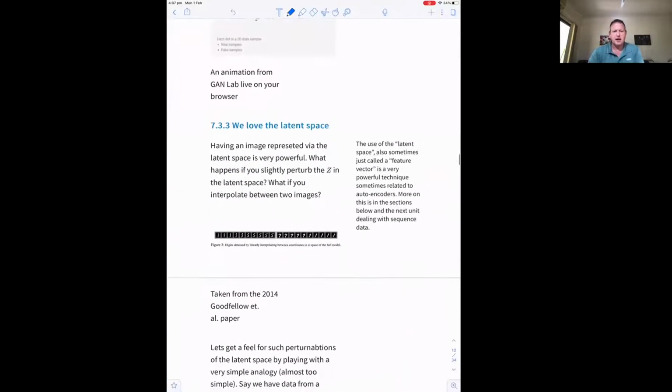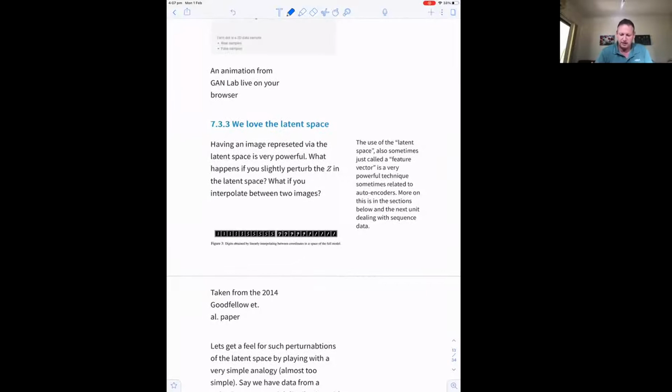Now, we love the latent space. At least I do. Well, people in machine learning do. This latent space plays a big role, and you'll see some similar things when you speak with Benoit in the next 2 days about sequence to sequence models, and maybe autoencoders and things like that.